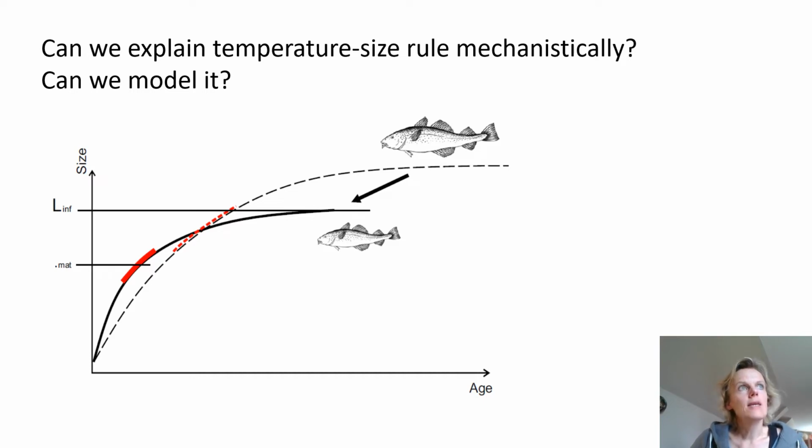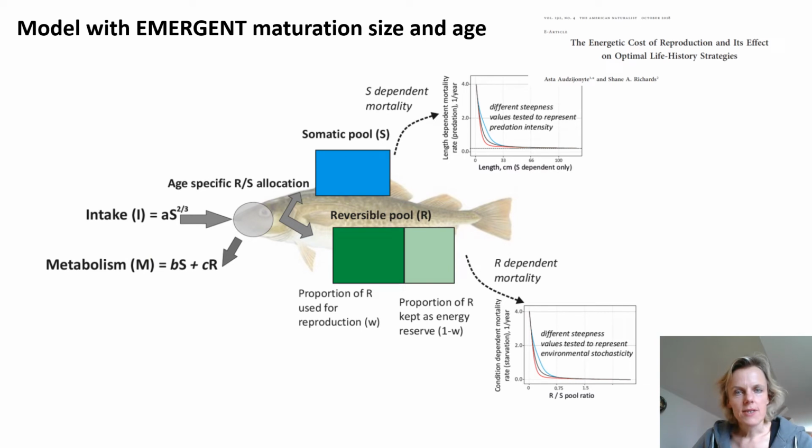And there have been many years and various attempts to try and explain this process mechanistically. Which means if we can explain it mechanistically, we can also model it. So to try and model temperature size rule, we need a model that would allow emergent maturation size at age, which are not fixed parameters, but actually come out of the model as a result.